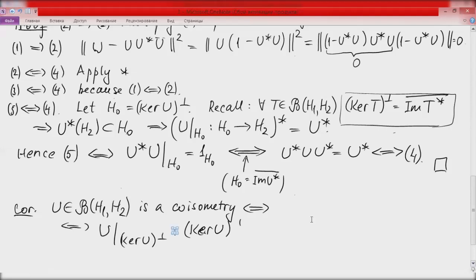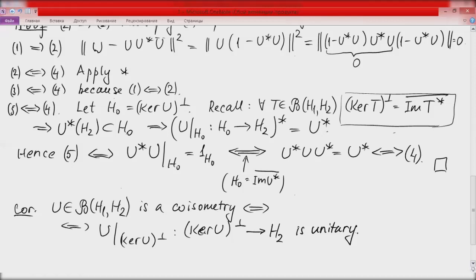Oops, just a moment. So if U is a co-isometry if and only if this map is unitary. This operator is unitary. Well, why is it so?